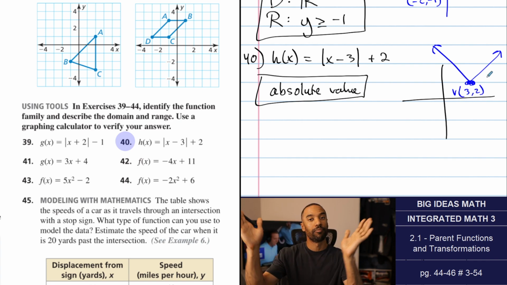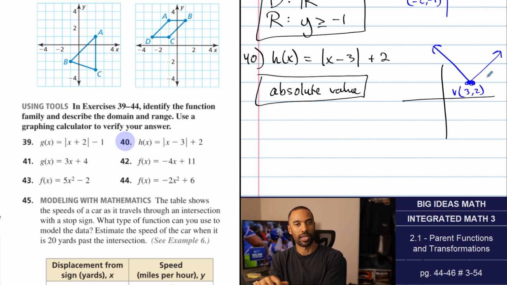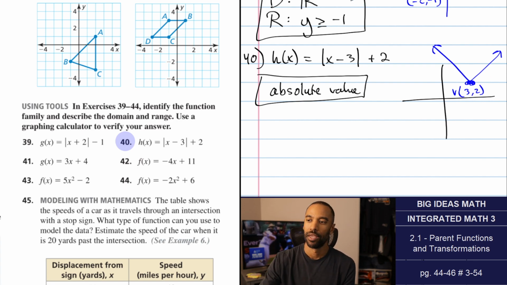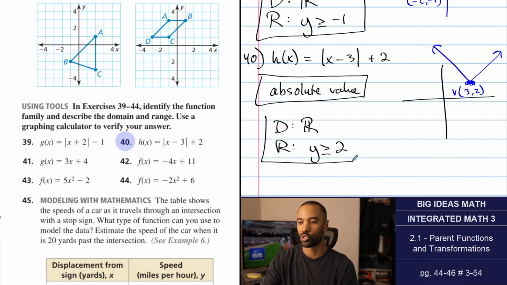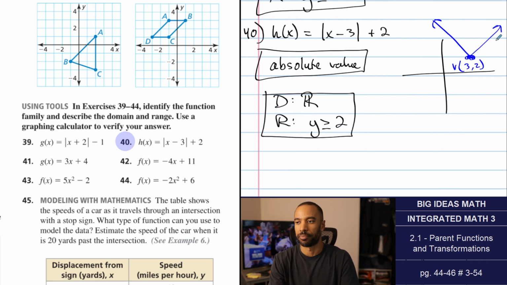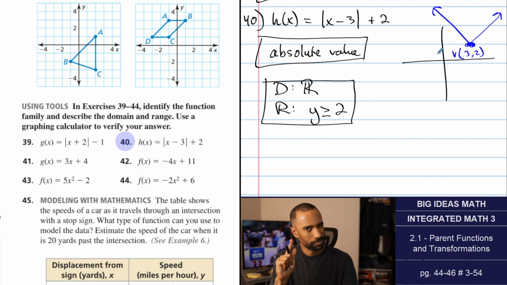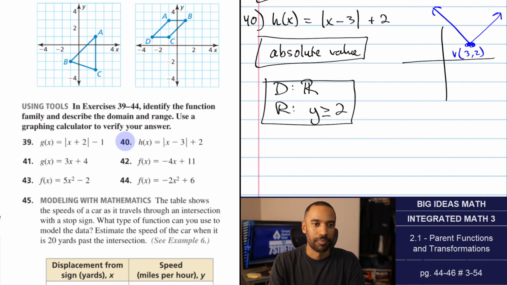It still goes upward, which means it bottoms out, which means the range is limited at the bottom, not the top. Domain is all real numbers. No change there. I don't expect any changes on those. Range is y is greater than or equal to 2. The lowest y value you get is 2, and it goes up from there. Confirmed.